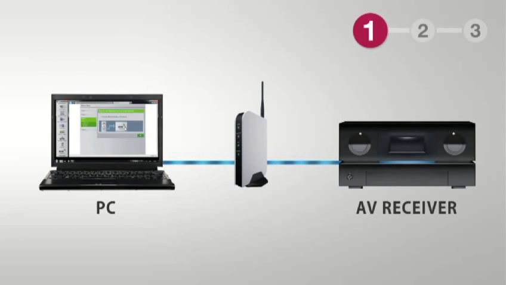After finishing the connections, you link your PC and receiver to your home network and turn on the receiver's power. Connection settings and sound field optimization are done automatically.